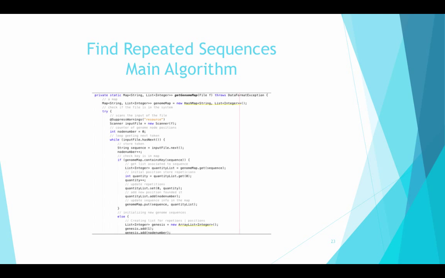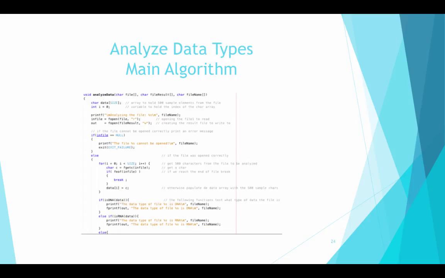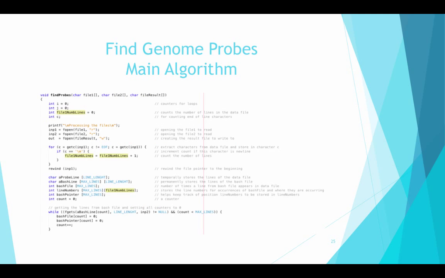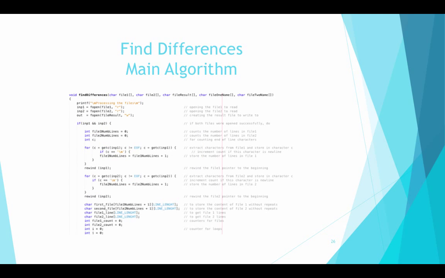Now we are presenting screenshots of the main algorithms that we have been describing since the beginning. This is the find repeated sequences main algorithm. This is the analyze data types main algorithm. This is the find genome probes main algorithm. This is the find differences main algorithm.